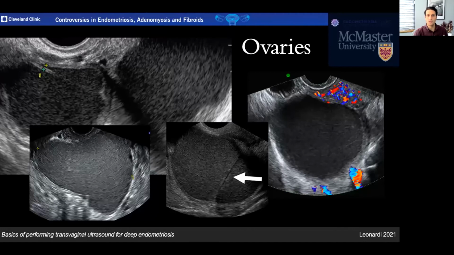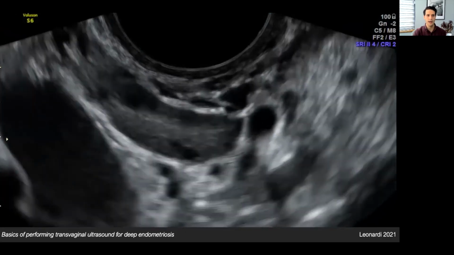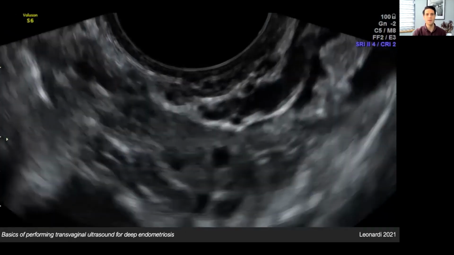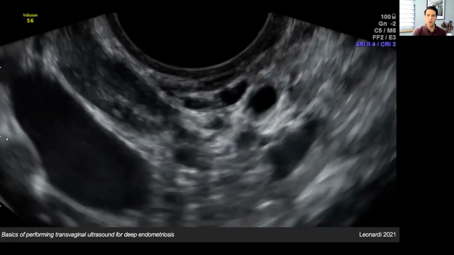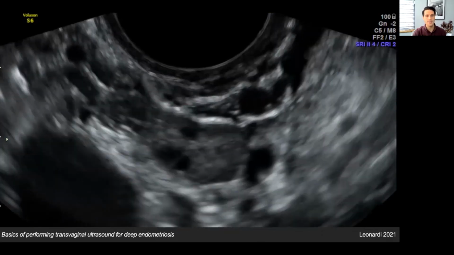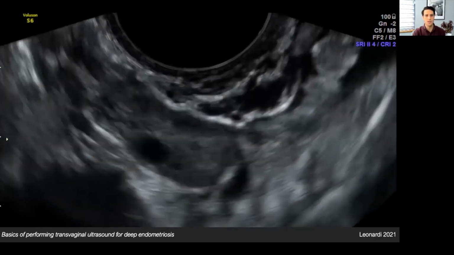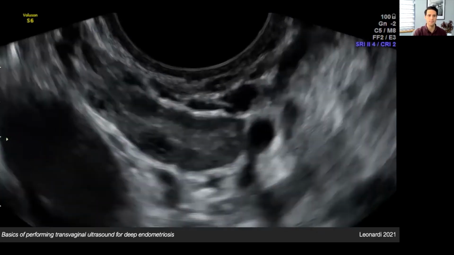So ovarian endometriomas are probably the most recognizable depiction of endometriosis on ultrasound, what people are most comfortable with. So I won't spend very much time here, but we'll move on to mobility. So here we have a very mobile ovary. In this case, we are utilizing the probe, advancing the probe against the ovary to really push it. And it is sliding around its surroundings in all planes. So this is an entirely mobile ovary.